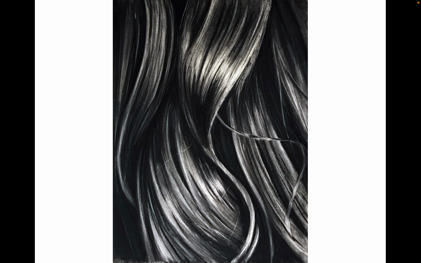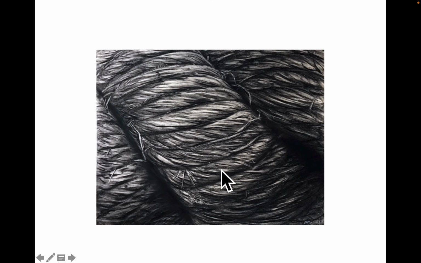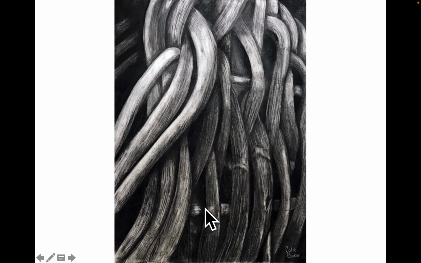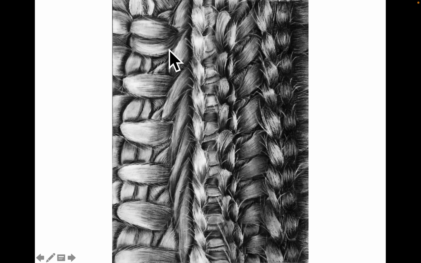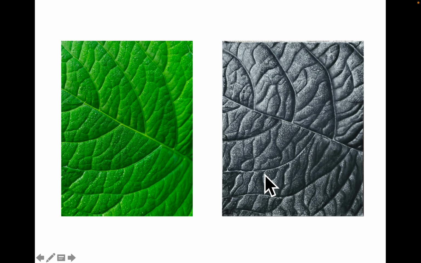And here's some student drawings. Hair, rope, basket. This is a piece of driftwood. This is some sort of woven fabric. Beautiful. And here's the side-by-side of the reference of a leaf that a student found and the actual drawing itself. So you can kind of, I think, get the idea of where we're going.